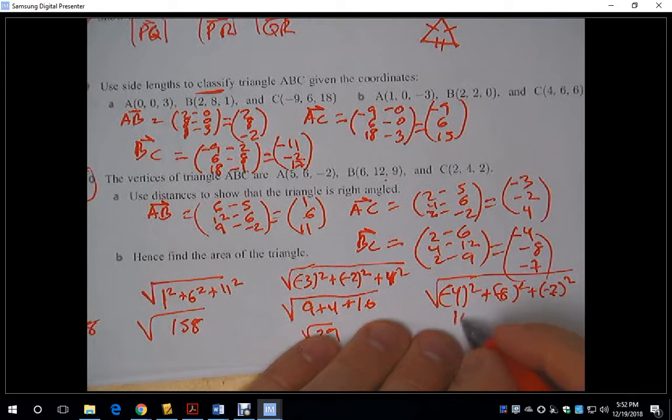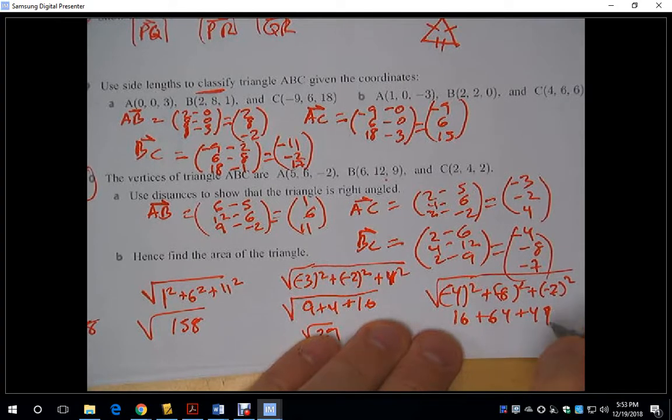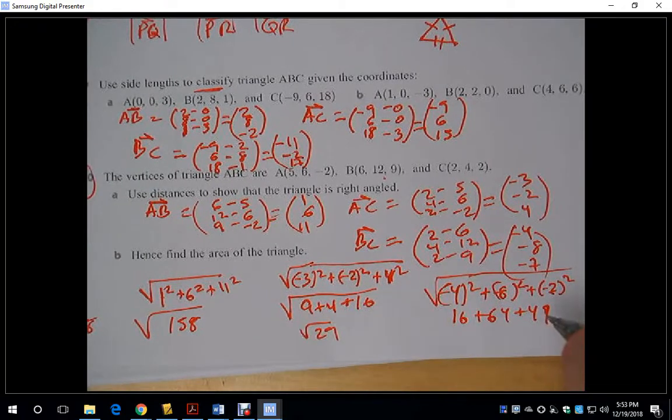Negative 4 squared is 16. Negative 8 squared is 64. And what was that? 7. Negative 7 squared is 49, so plus 49. So when we add up all these, that's going to give me, well, let's just add them all up.